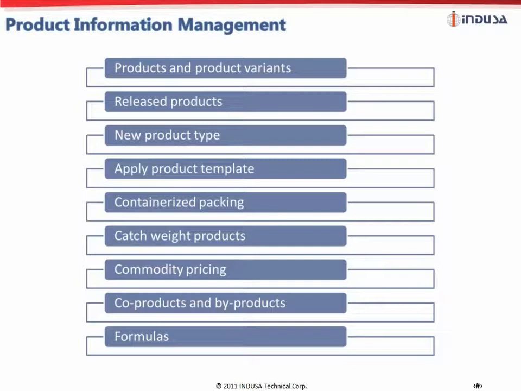Containerized packaging has been enhanced in process manufacturing. This feature allows batch orders for a packed product to be consolidated with similar packed products in parent bulk product. Commodity pricing functionality is enhanced to allow pricing information to be coordinated more closely with trade agreements.